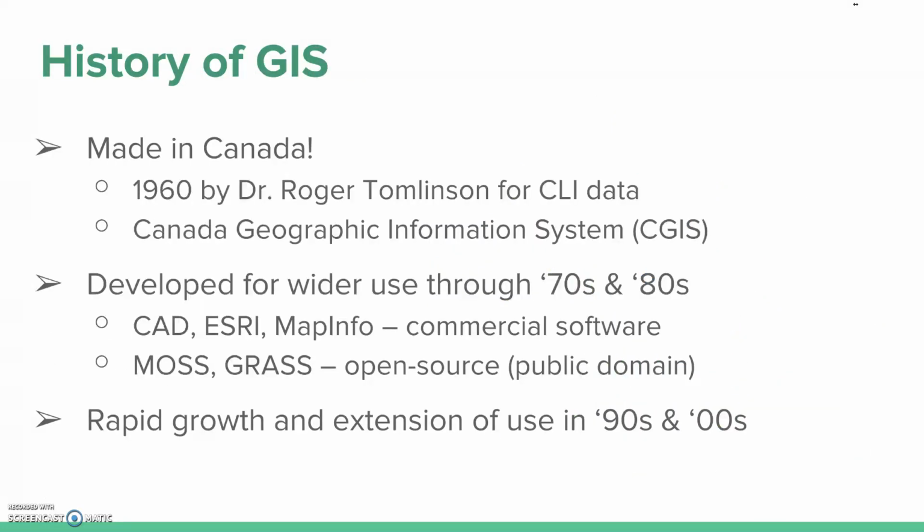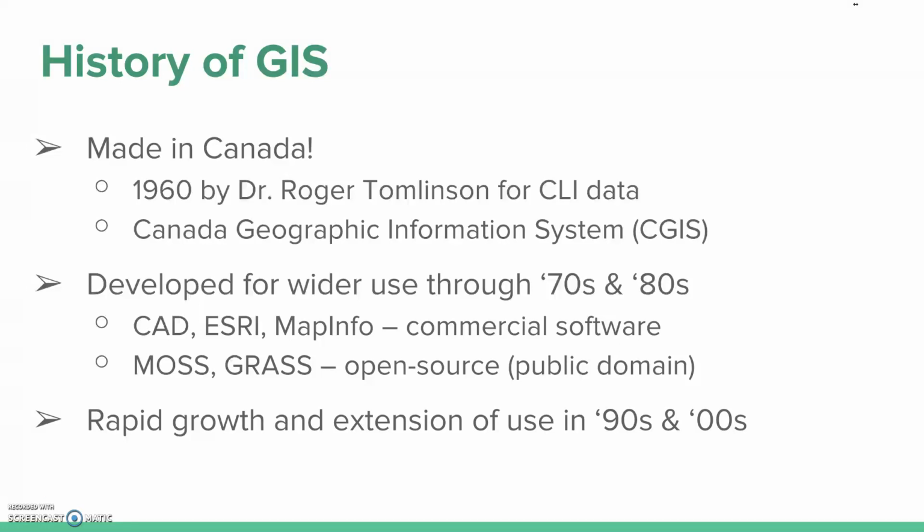A very brief history of GIS is that it's made in Canada. The first instance of GIS came in 1960 and was developed by Dr. Roger Tomlinson, working for the Government of Canada, in order to manage the Canadian land inventory data. This system was called the Canada Geographic Information System, or CGIS. In the decades that followed, in the 70s and 80s, we start to see much wider adoption of this and an expansion into different fields. We also see the development of a number of commercial and open source software. This is where we see software such as CAD, Esri, and MapInfo on the commercial side, and MOSS and GRASS on the open source side.